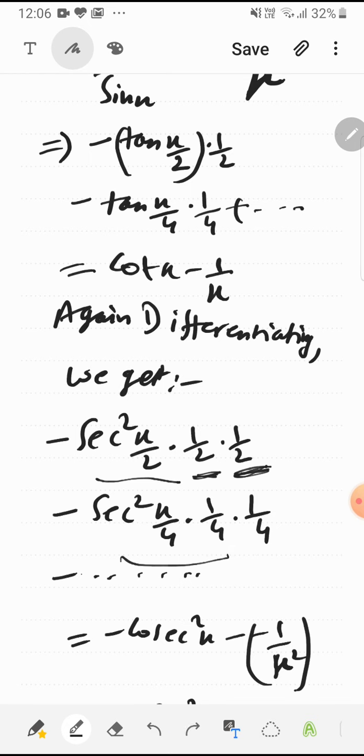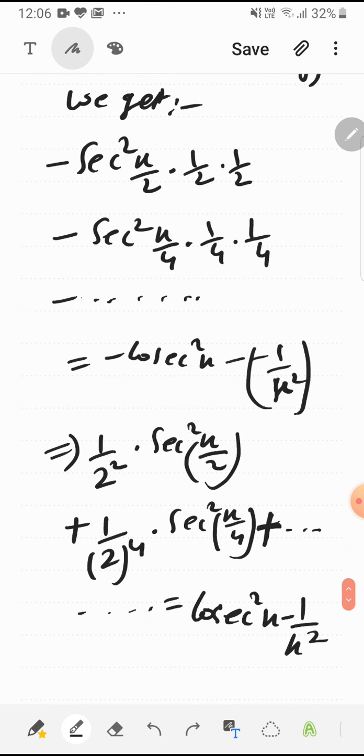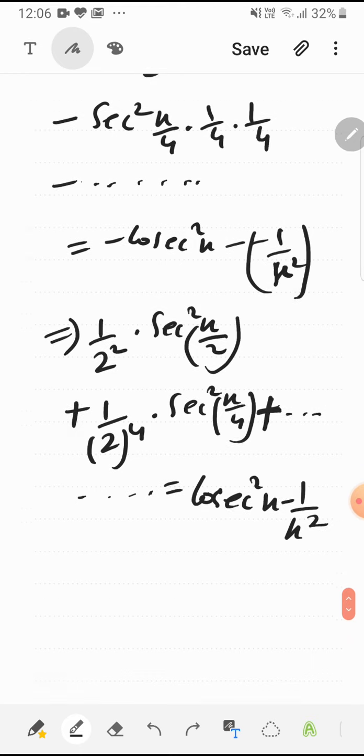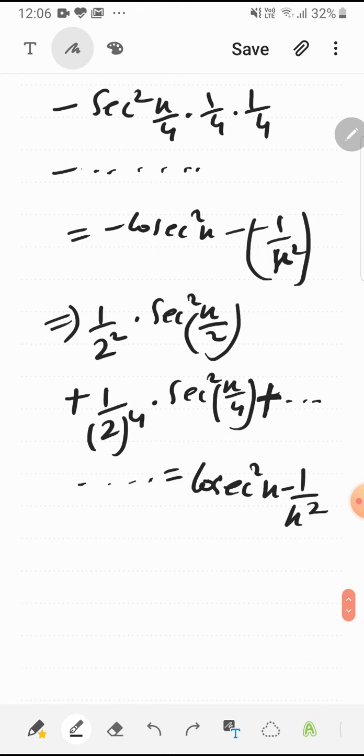Now multiplying the negative sign on both sides, the left hand side becomes positive: 1 by 2 square secant square x by 2 plus 1 by 2 raised to the power 4 secant square x by 4 plus and so on is equal to cosecant square x minus 1 by x square. So this is the required proof.